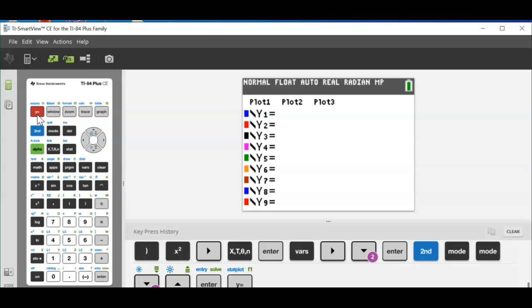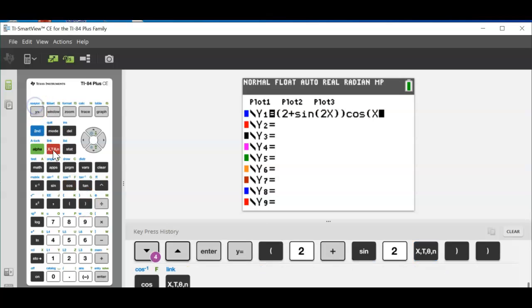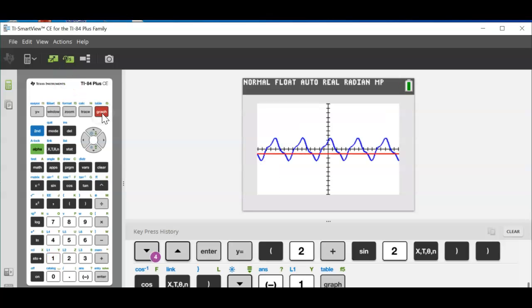And then let's type this stuff in. We had 2 plus sine 2x. There's r, and then we had cosine theta, so cosine x. There was the left side of my equation, and the right side was just -1. Let's just graph these. Let's graph it and find the intersection point.